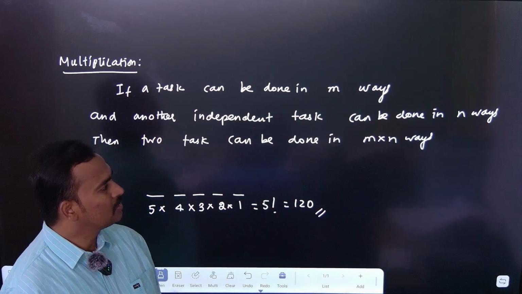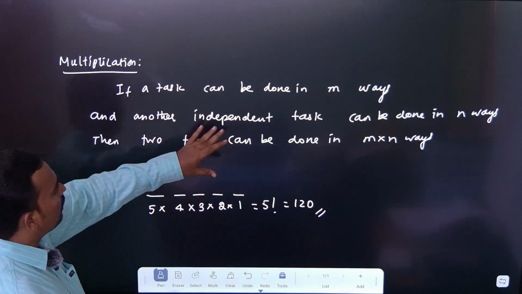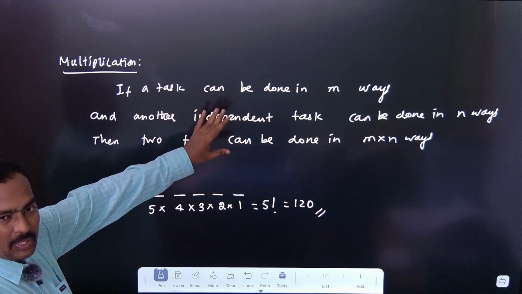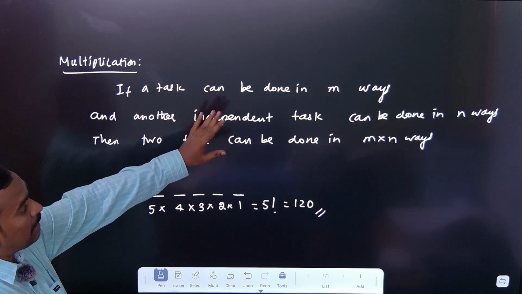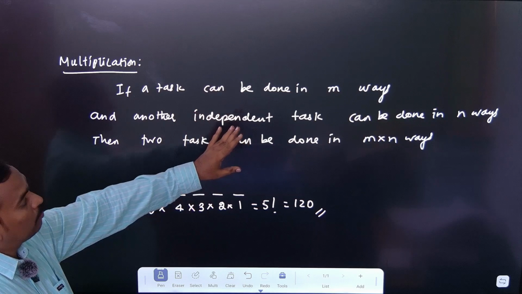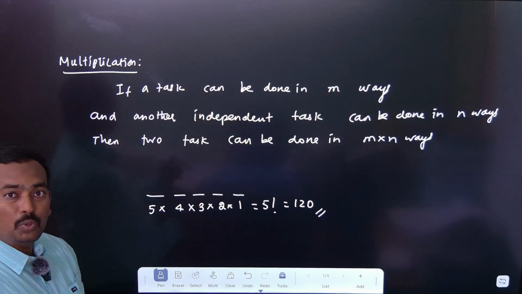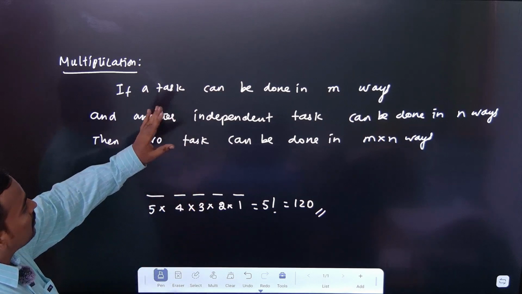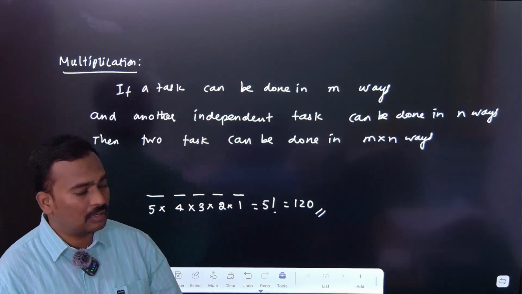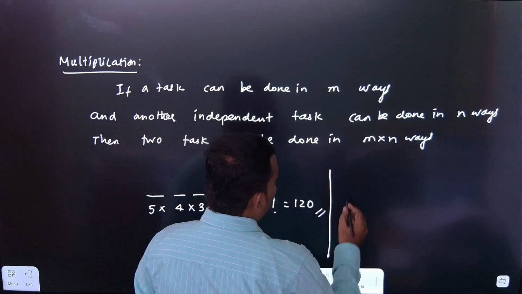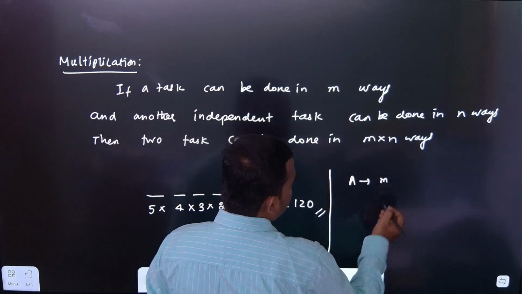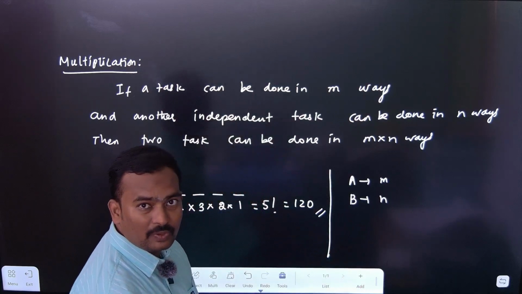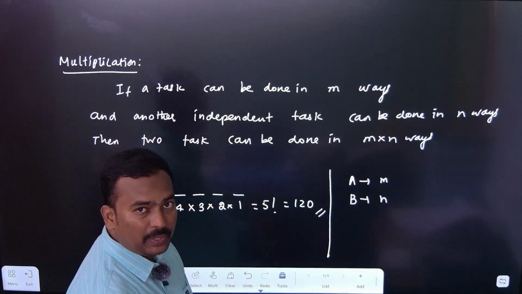Okay, so what about the addition principle? It is the same idea. In multiplication, both events happen at the same time. But in addition, both events cannot happen at the same time. Suppose event A can occur in m ways and B can occur in n ways. What is the total number of possible ways in which either A or B occurs?